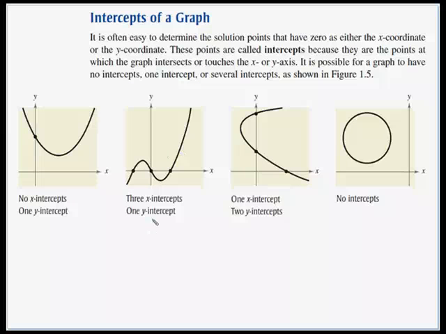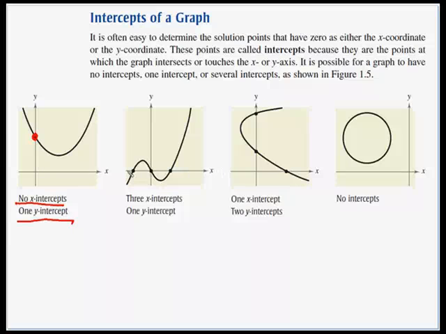Okay, when we graph things in the coordinate plane on the xy axis, some of the interesting points are where those graphs cross the x and the y axes. So it's often easy to determine the solution points that have 0, either as their x or their y coordinate. These points are called the intercepts because they are the points at which the graph intersects or touches the x and y axes. It is possible for a graph to have no intercepts, one intercept, or several, as shown in the following figures. So in the first one, we have a parabola opening up. It only hits the y-axis once. It never touches the x-axis. No x-intercept, only one y.